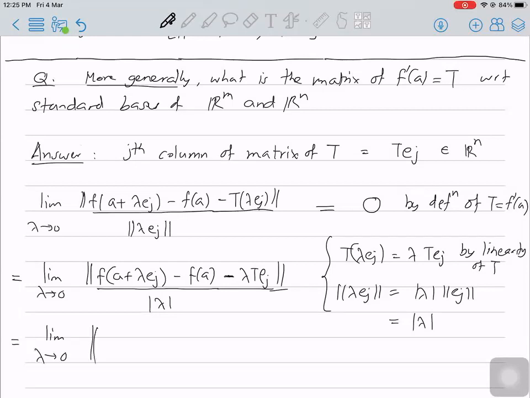So this is the same thing as the norm of f of a plus lambda ej minus f of a, divided by the norm of lambda, minus lambda t ej divided by the norm of lambda. And this is equal to 0. Okay, so there is a slightly annoying matter here of the absolute value of lambda.